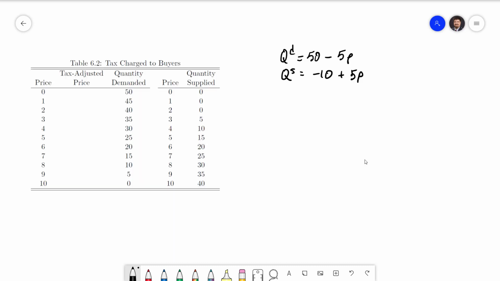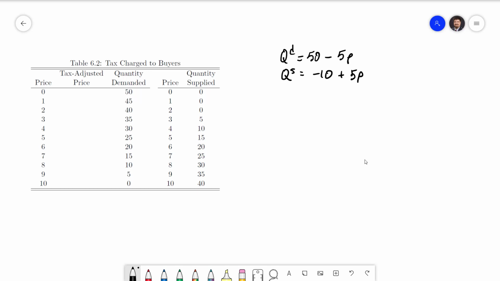The other way to implement a tax would be to charge the tax to the buyer. Instead of the seller sending the tax to the government, it's the buyer who does it. Since the buyers have to send that tax of 2 to the government every single time, they now require a price 2 lower than before in order to demand the same amount.